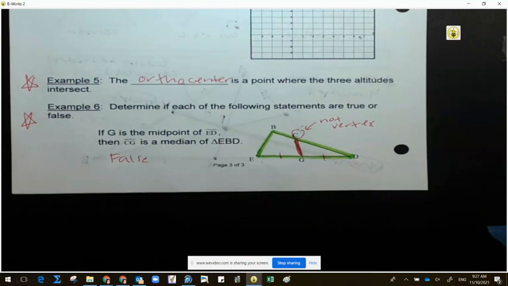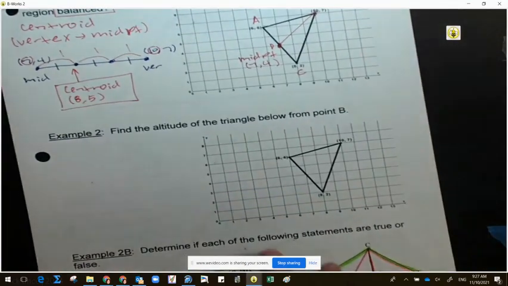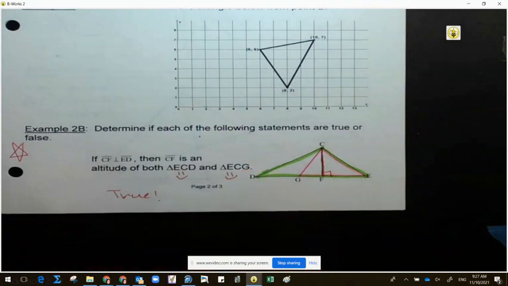And there's one more question that I skipped that I want to go over before we look at an acronym I'm going to teach you guys. All right? So let's go to example number 2. Okay, on example number 2, it says to find the altitude.